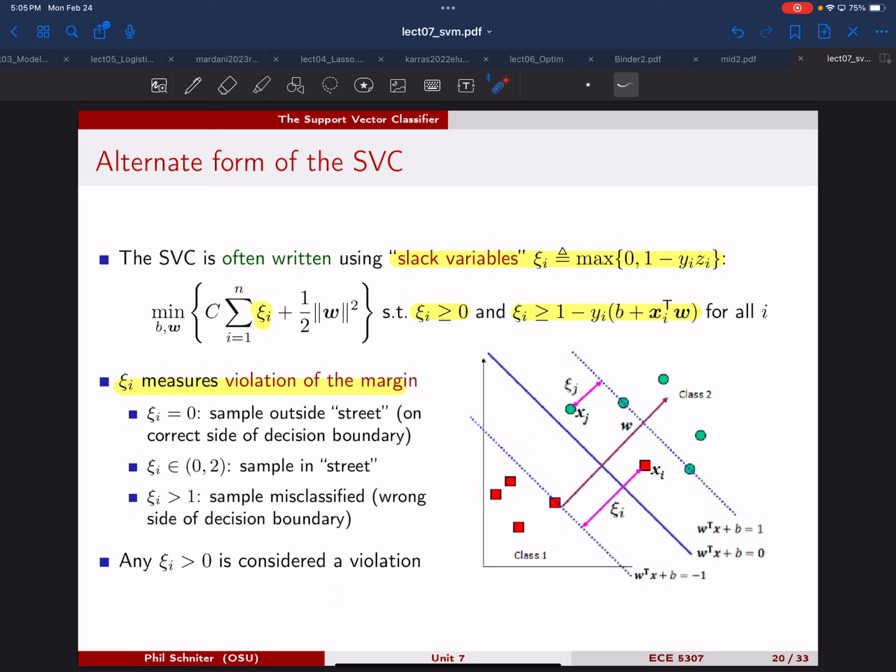So slack variable 0, we're outside the street on the correct side. Slack variable between 0 and 2, we're in the street. And anytime we're beyond 1, it means that this point is actually going to be misclassified, on the wrong side of the decision boundary.